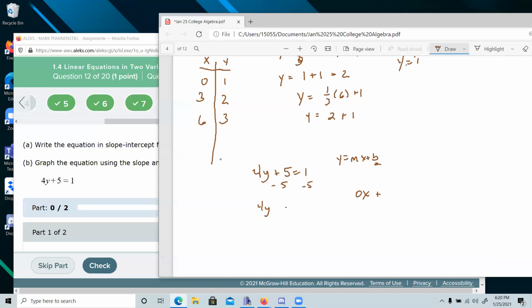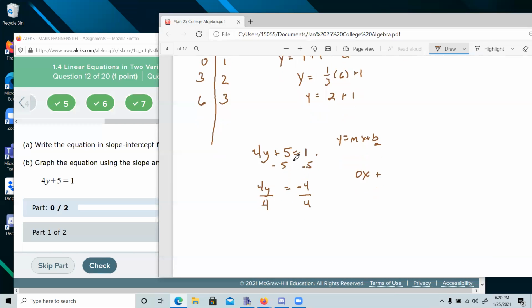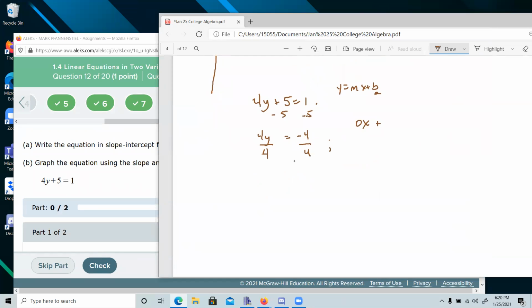So we have 4y is equal to 1 minus 5, which would be negative 4, yeah? And then we have to undo 4 times y. So we're going to divide both sides by 4. So we'd end up with y is equal to, you can put the 0x, minus 1, okay? I don't think they're actually going to want this. I think you're going to have to simplify this and say y is equal to negative 1.